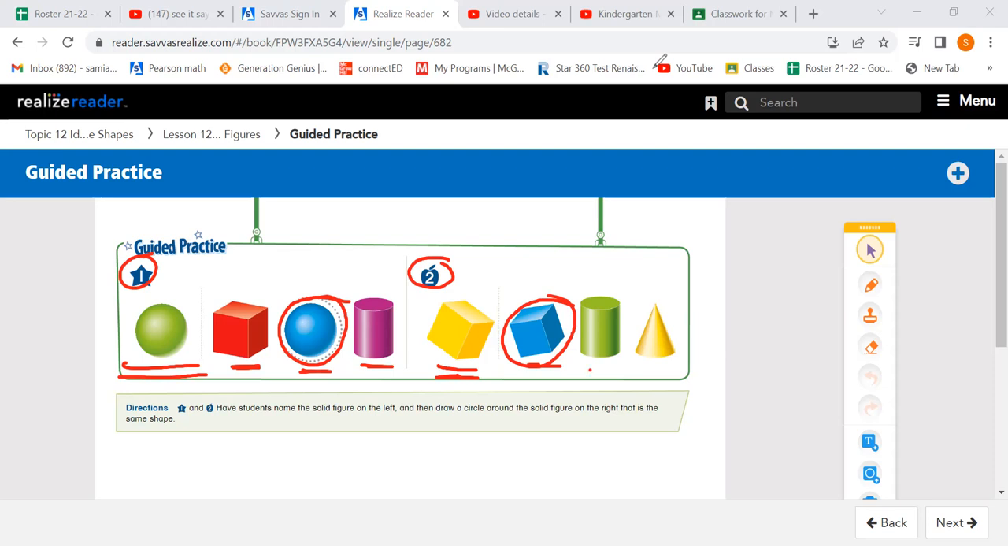All right, let's go along and name the other objects. What is this object again? We had it in our first problem over here. What did we call it? A cylinder. Let's look at this last object. What is it called? That is called a cone. All right, let's move on.